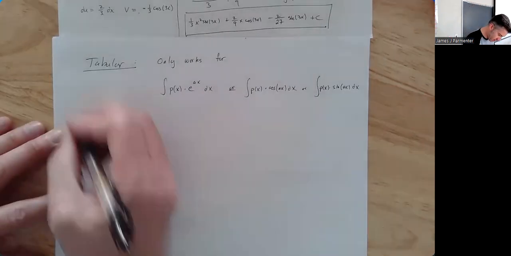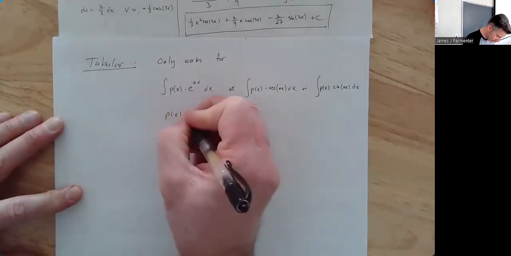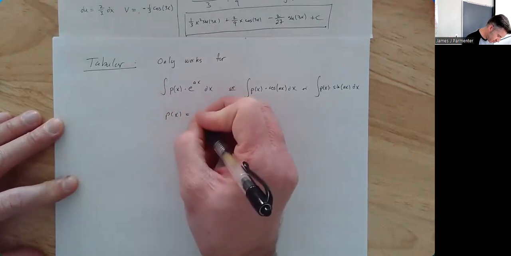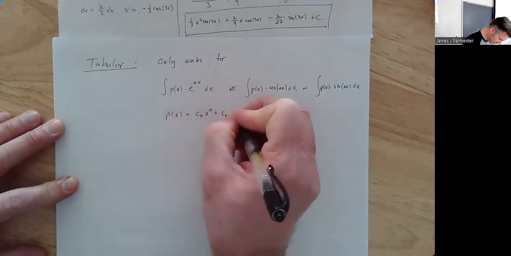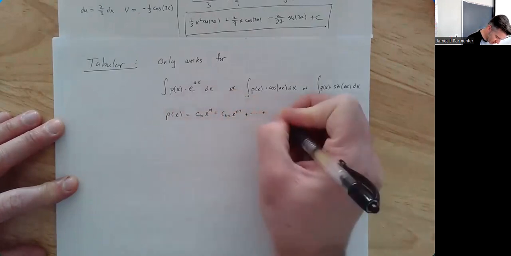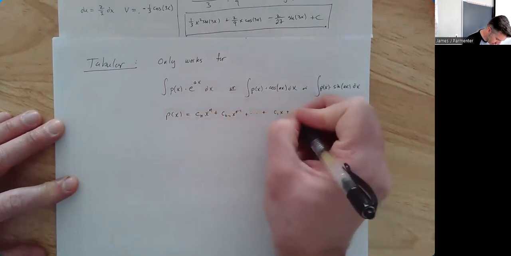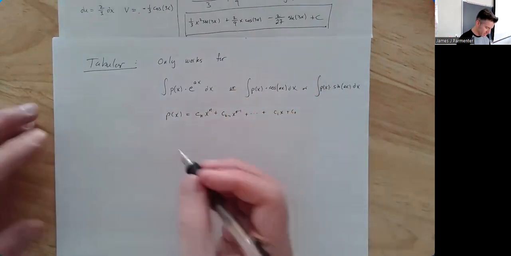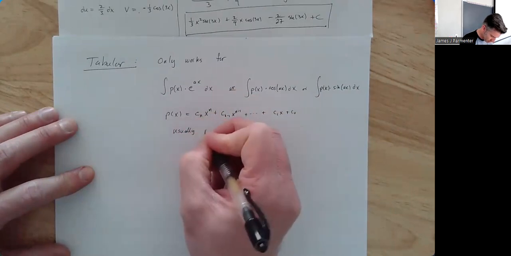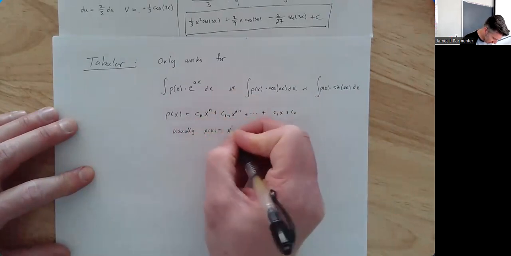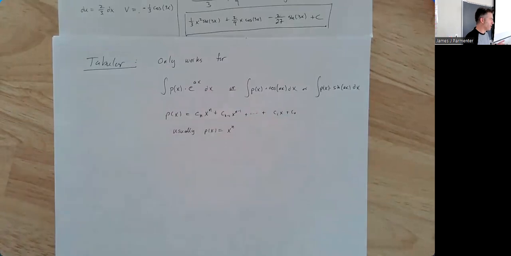So P of x is something like Cn x to the n plus Cn minus 1 x to the n minus 1 plus dot dot dot, all the way down to C1 x plus C0. In reality, usually your polynomial is something like x to the n or x cubed or x squared. It's usually just x to a power. It's not usually more complicated. Something like 1/2 x squared.